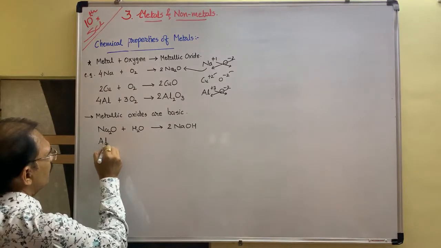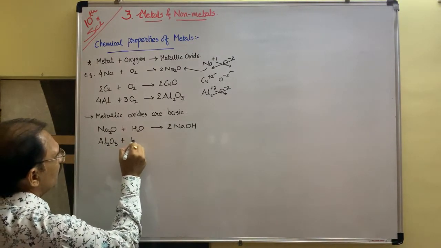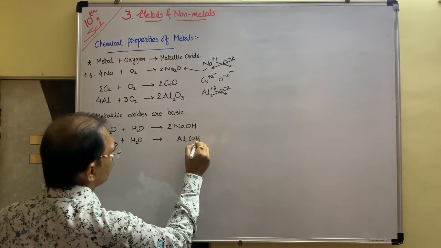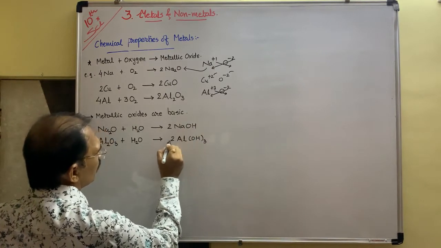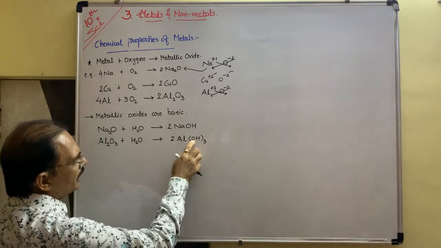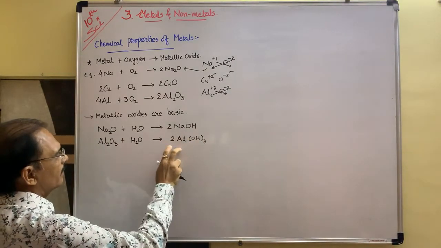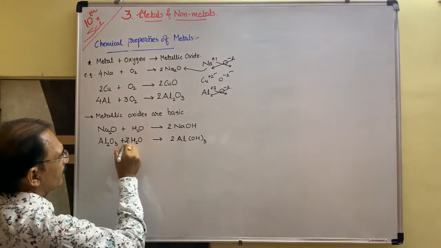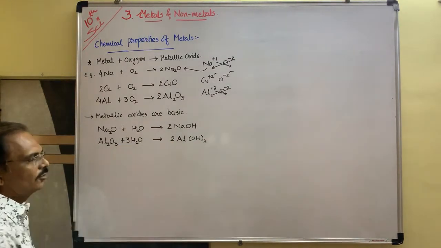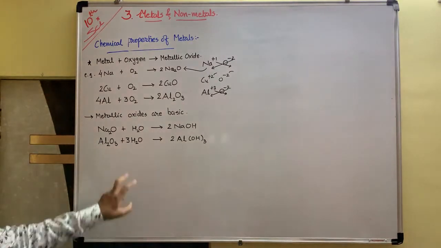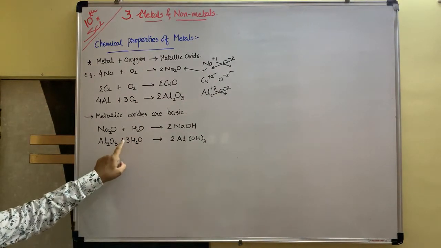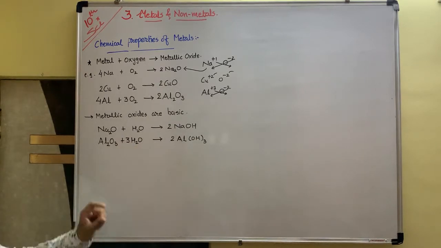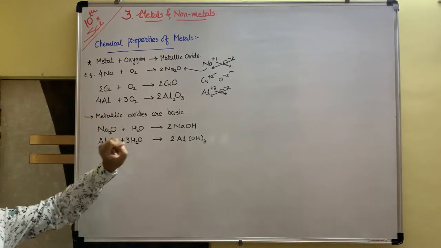Aluminium oxide Al2O3 when reacts with water it forms aluminium hydroxide Al(OH)3, multiplied by 2, so oxygen 3 and 3 times 2, 3 2s are 6, hydrogen 3, 3 times 2, 3 2s are 6, oxygen 3, 3 1s are 3, 3 plus 3 6. So in this way we can judge that metallic oxides are basic.